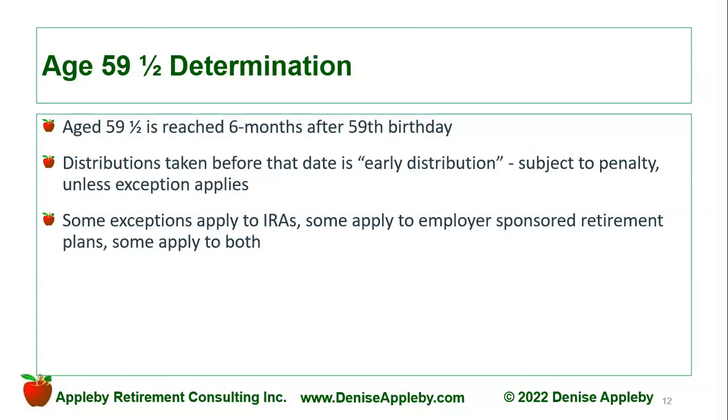Why is that important? Because I've seen instances where individuals request a distribution on what they think is the date that they reach age 59 and a half. And they're thinking, oh, well, I'm avoiding the 10% early distribution penalty, only to find out that when they get that 1099-R statement from the financial institution, it shows that they do in fact owe the 10% early distribution penalty.